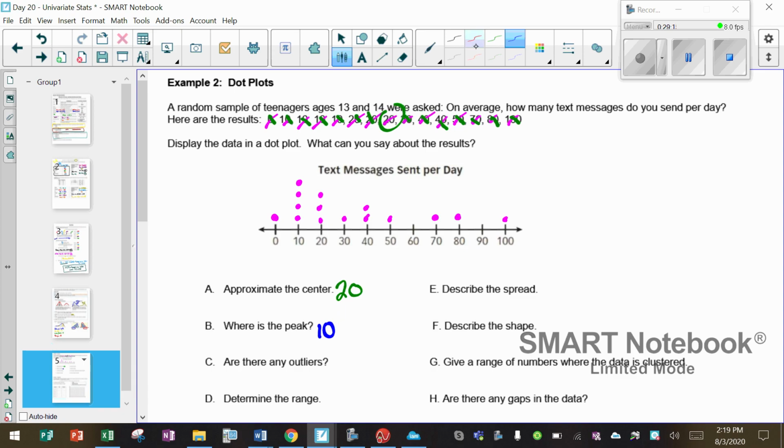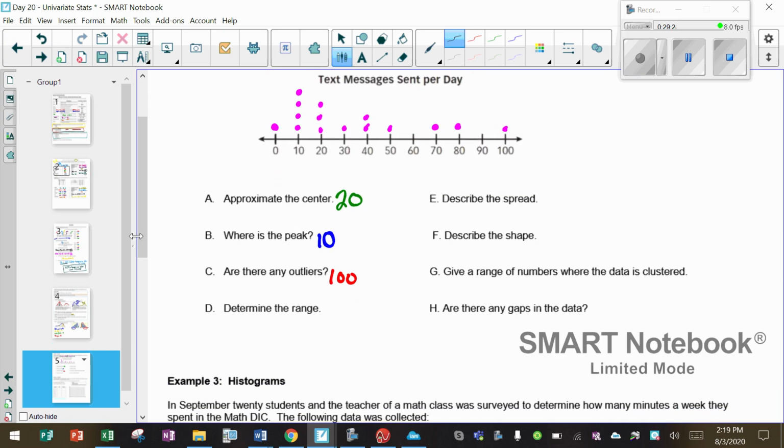Outliers would be a score that's really high compared to everything else, or really low compared to everything else. So this 100 kind of stands out. It's separated from the rest of the data, so we'll call that our outlier here. Sometimes there just isn't one, guys, and that's okay too. The range is the max minus the min. Our max is 100 and our min is 0, so our range is 100.